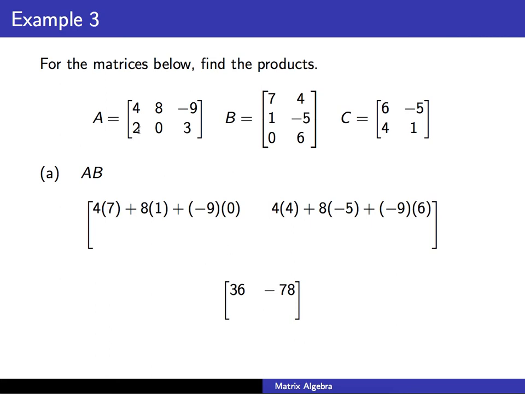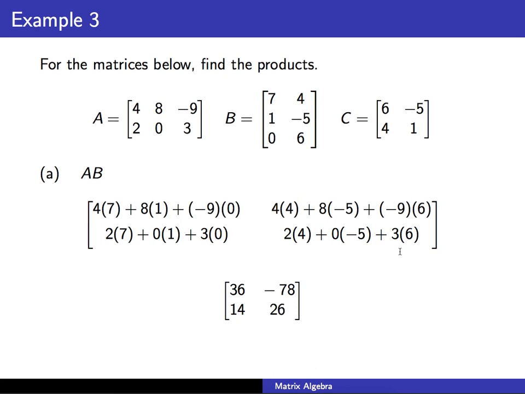Now moving on down to the second row of A and the first column of B, we have 2 times 7 plus 0 times 1 plus 3 times 0. And when we simplify that, in our second row, first column, we're going to get 14. Finally, second row of A times the second column of B, we have 2 times 4 plus 0 times -5 plus 3 times 6. And when we simplify all this, we get 26. So we have matrix A times matrix B.